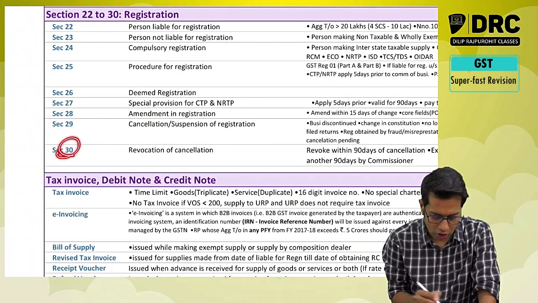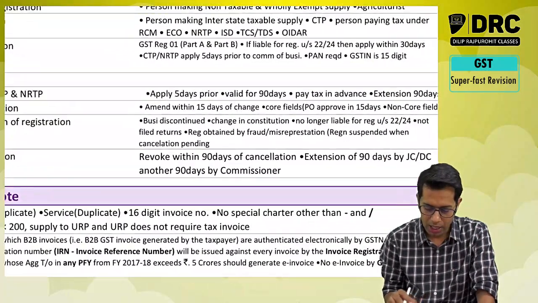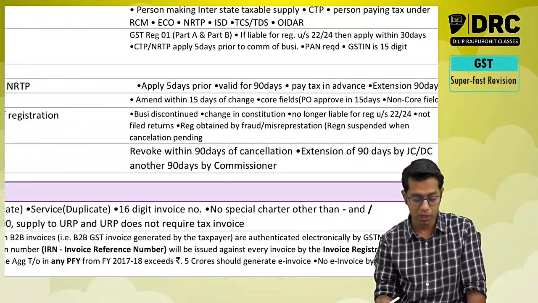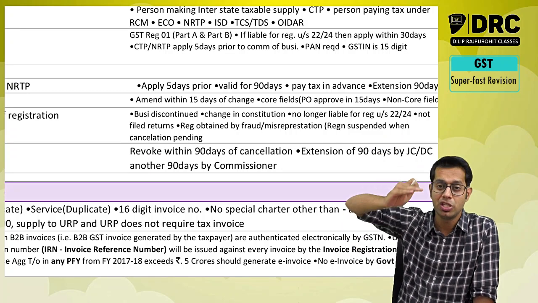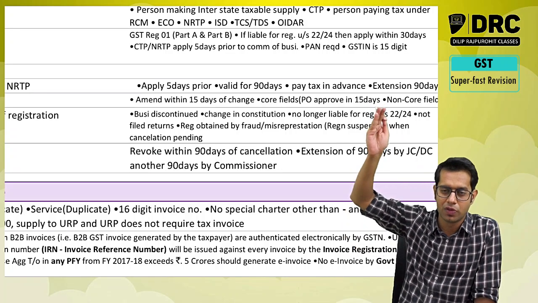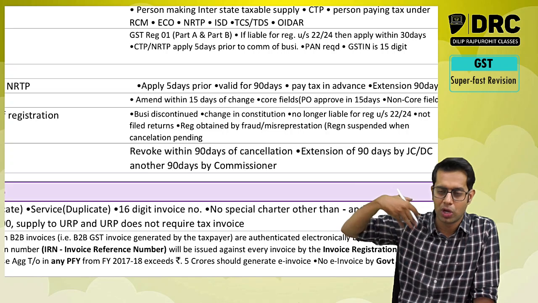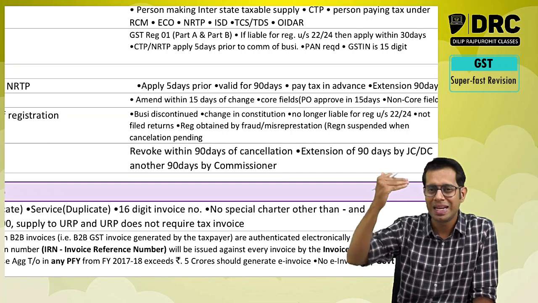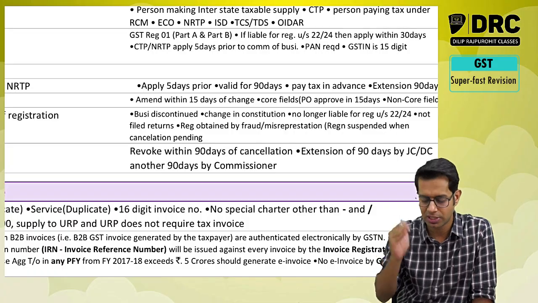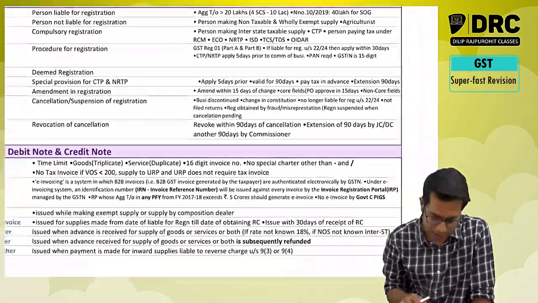Then section 30 talks about revocation of cancellation. If the registration is cancelled by the GST officer, then the registered person can apply for revocation. This revocation should be applied for within 90 days from the date of the order of cancellation. This can be extended further for a period of 180 days.